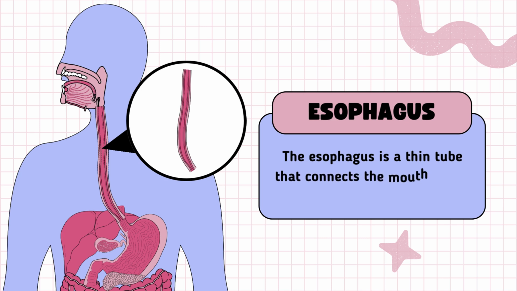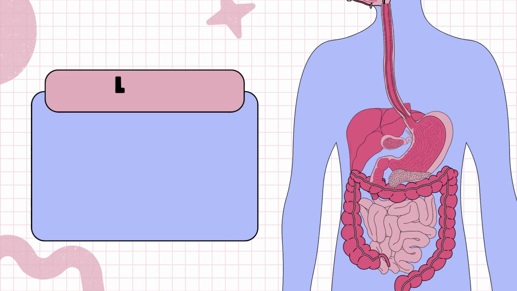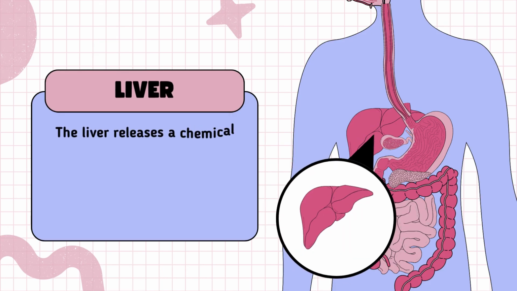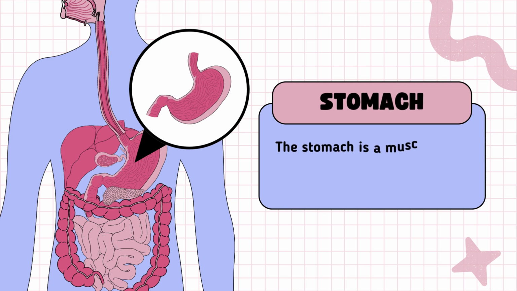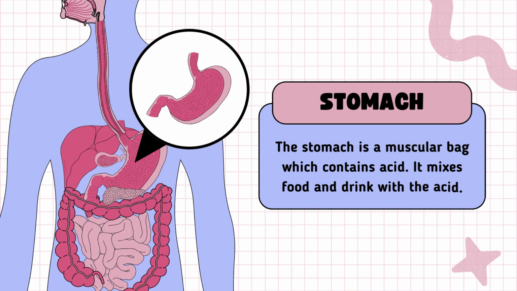Esophagus. The esophagus is a thin tube that connects the mouth to the stomach. Liver. The liver releases a chemical called bile into the intestines via the gallbladder. Bile breaks down lipids in food. Stomach. The stomach is a muscular bag which contains acid. It mixes food and drink with the acid.